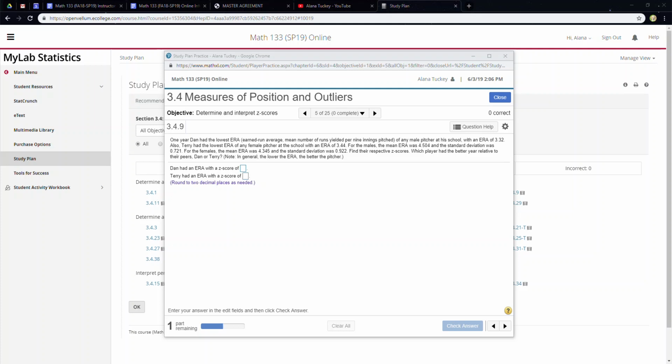Hello, Math 133 students. I received a question about this problem, which is 3.4.9. So if you were in the textbook, it would be number 9 on the exercises as well as the study plan.